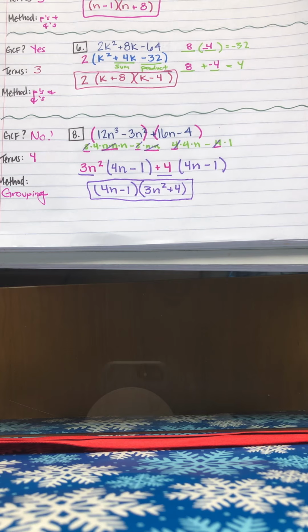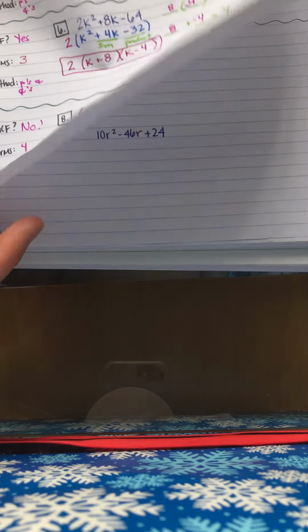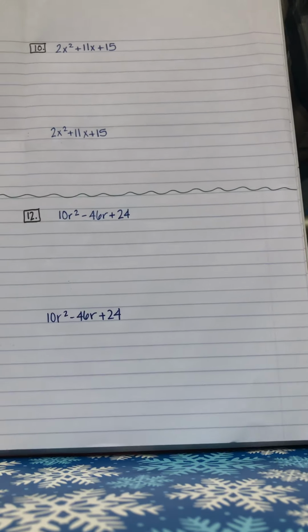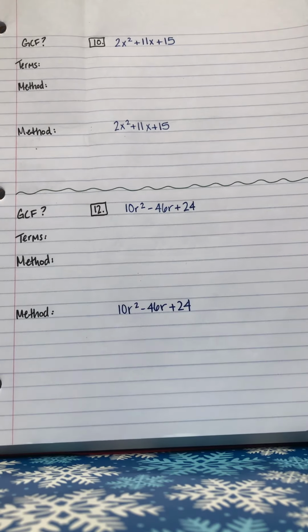All right, and that's how you do numbers 2, 4, 6, and 8. Let's go ahead now and look at the next ones, numbers 10 and 12. The reason I have 10 and 12 on the same piece of paper is because there are 2 different ways to do 10 and there are 2 different ways to do 12.